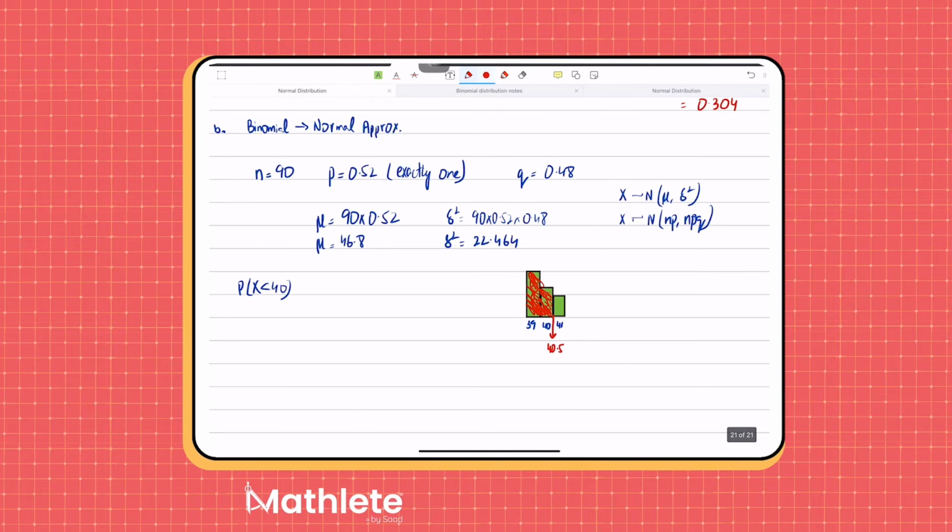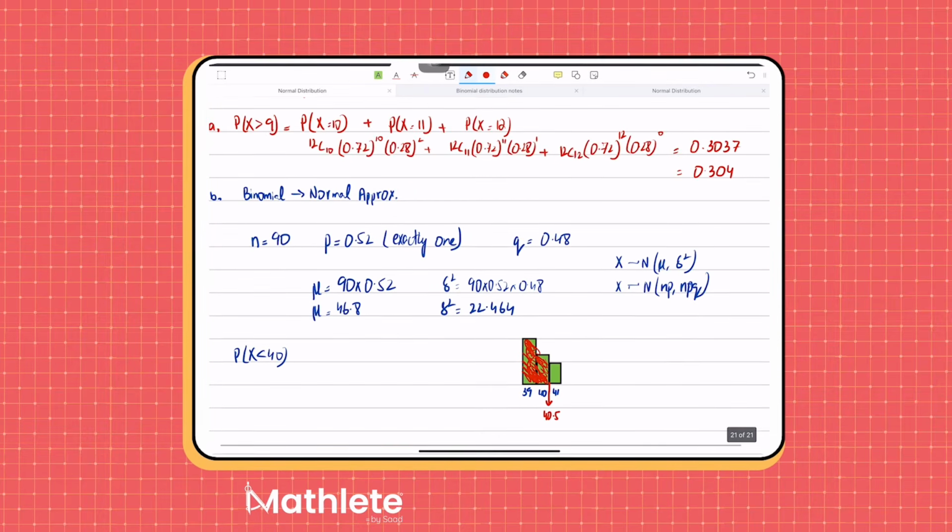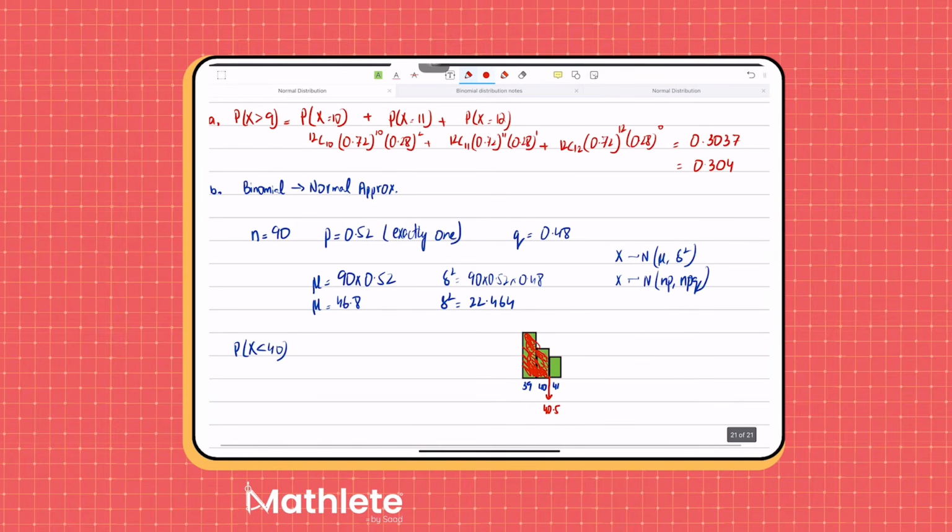Okay, wait a minute, just a second. 39, 40. We want less than 40 or greater than 40? We want less than 40. Okay, no, sorry, my bad. Less than 40. So this is 40, this is 39, this is 41.